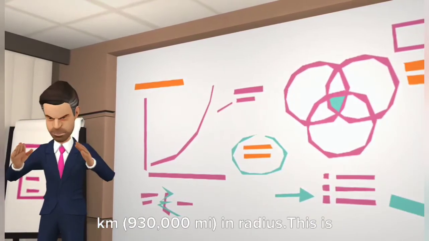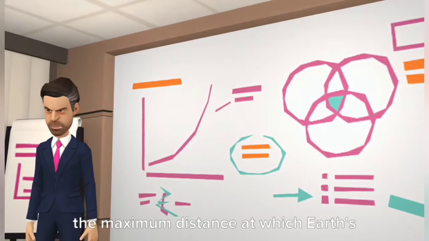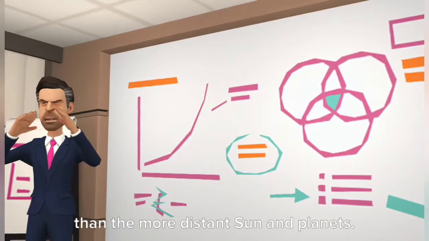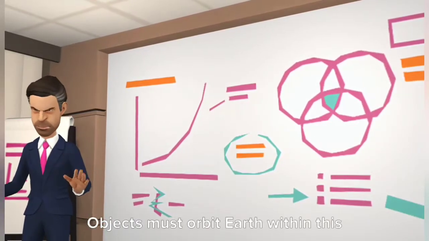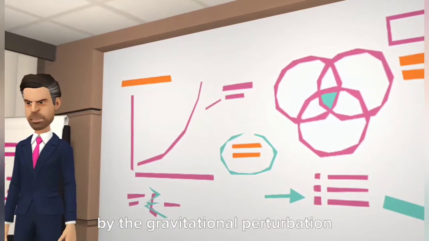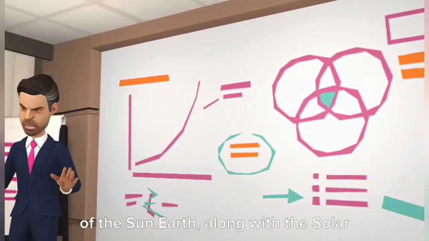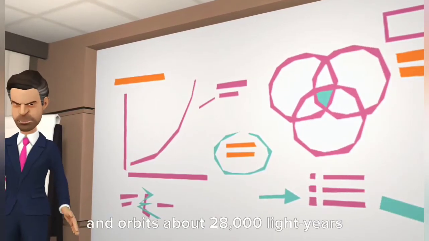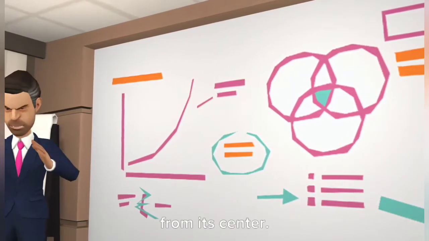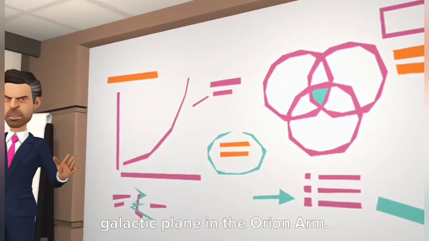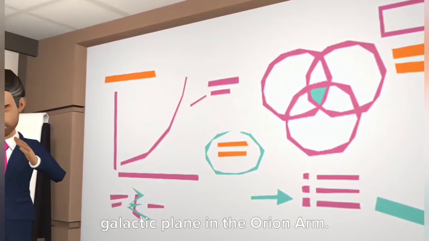The Hill sphere, or the sphere of gravitational influence, of Earth is about 1.5 million kilometers, 930,000 miles, in radius. This is the maximum distance at which Earth's gravitational influence is stronger than the more distant Sun and planets. Objects must orbit Earth within this radius, or they can become unbound by the gravitational perturbation of the Sun. Earth, along with the Solar System, is situated in the Milky Way and orbits about 28,000 light-years from its center. It is about 20 light-years above the galactic plane in the Orion Arm.